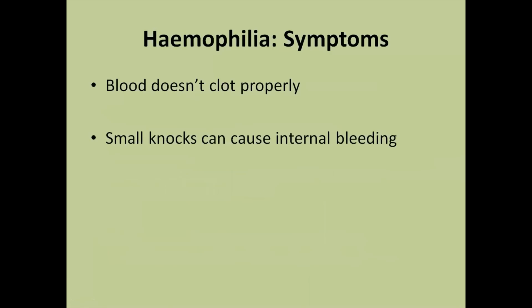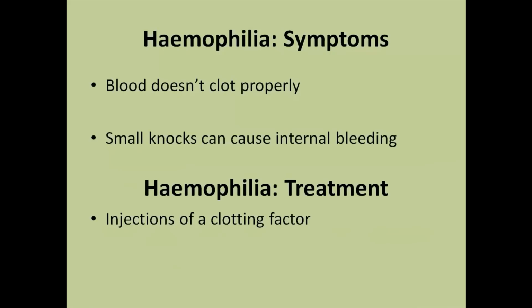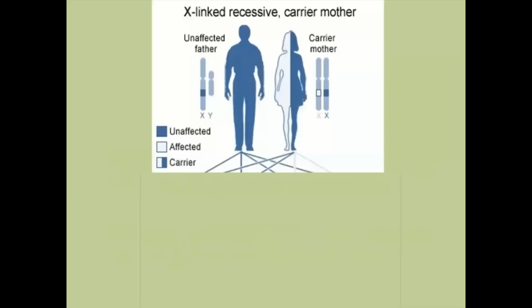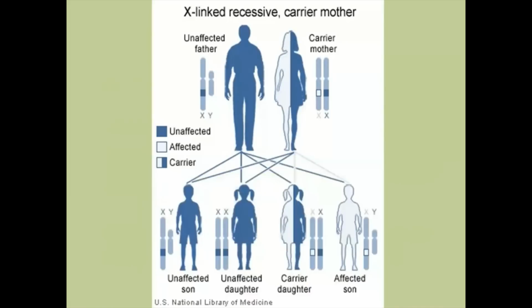The symptoms of hemophilia are that blood does not clot properly and small knocks can cause internal bleeding. Injections of clotting factor are given to hemophilic patients. Work out the cross between a carrier hemophilic mother and unaffected father. You can pause the video and then I will show you the cross. There you go. You can match your answer.